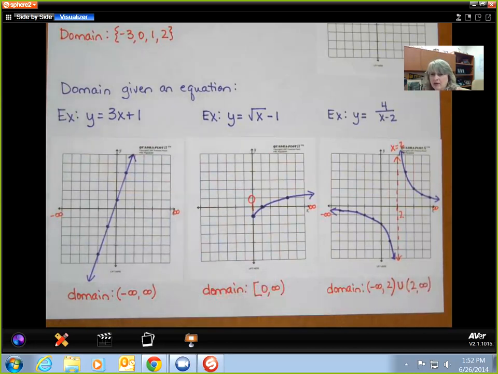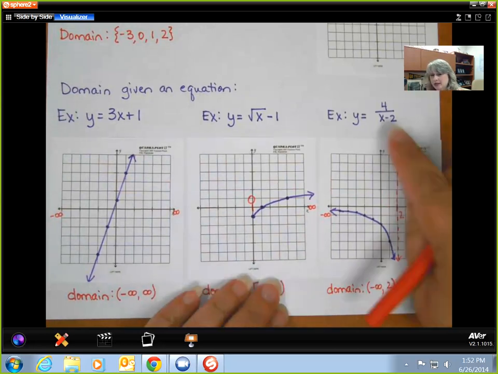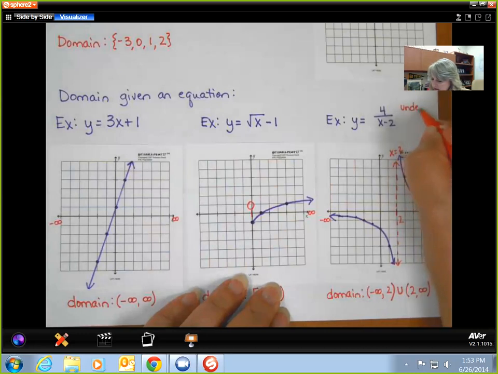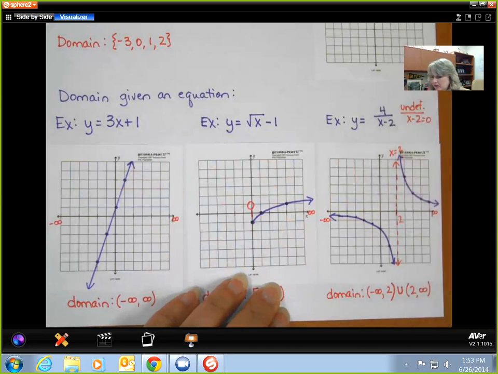Now, you may say, well, how would you know that this x equals 2 is this vertical asymptote? When you have equations that have a variable in the denominator, think about, you can't ever have 0 as a denominator. So what would make this fraction undefined? It's going to be undefined when the denominator, x minus 2, equals 0. And if you solve that, you see x equals 2. This is where the graph is undefined. You cannot put a 2 in this problem. That's what causes this vertical asymptote, so it will not be part of the domain.